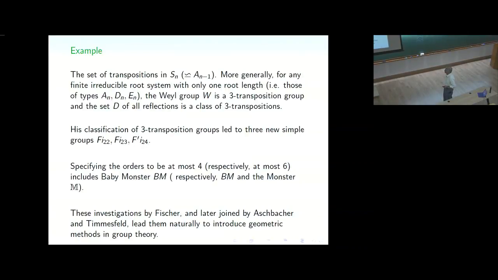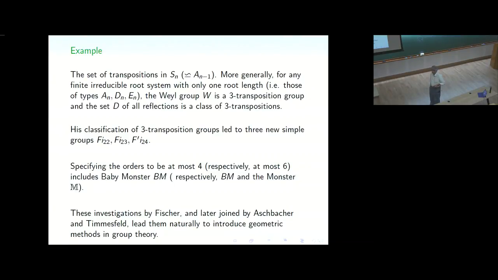Fischer classified these groups generated by involutions, the so-called 3-transposition groups, that is, where the product of orders of any two elements is either 1, 2, or 3. And if you include 4 also, another new simple group, which is also a very big one, the so-called baby monster, also emerges. And if you include 6 also, the baby monster as well as the monster group appear in the list.